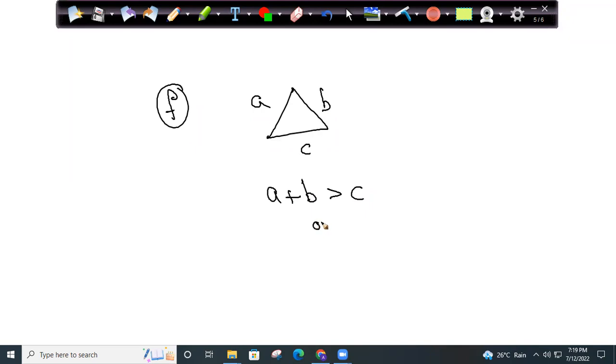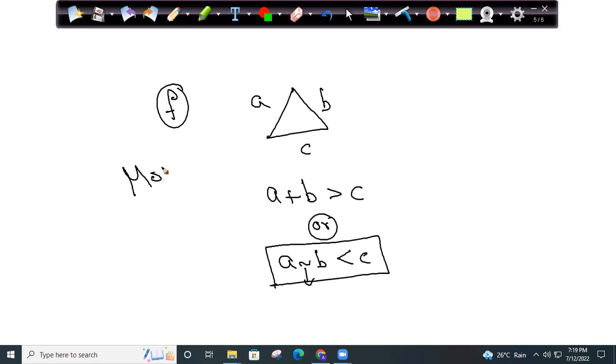One more most important property. You people think it is simple, but again I'm repeating, this is one of the most important properties. What is that property? The sum of any two sides of a triangle is always greater than the third side, or the difference of any two sides. This is the difference, either A minus B or B minus A. The difference of any two sides is less than the third side.